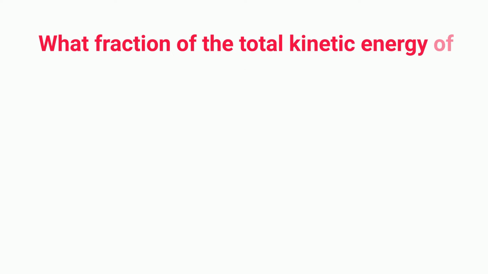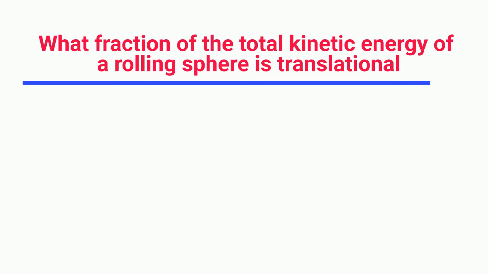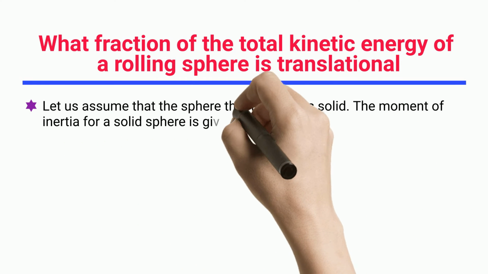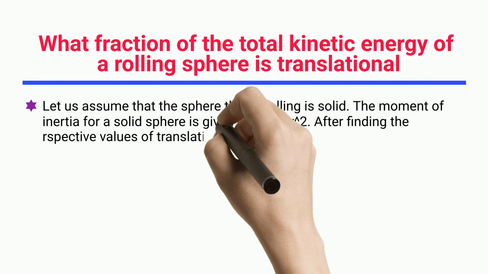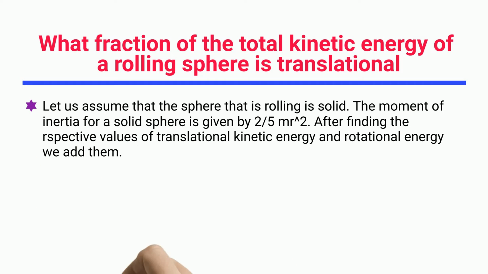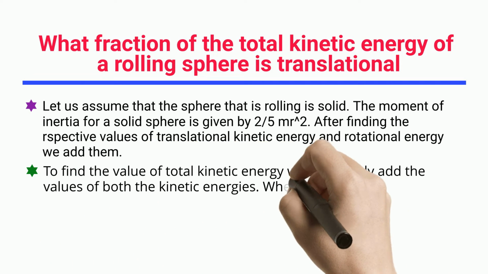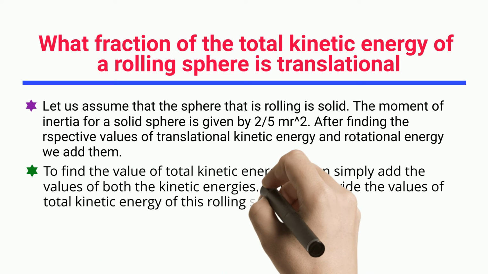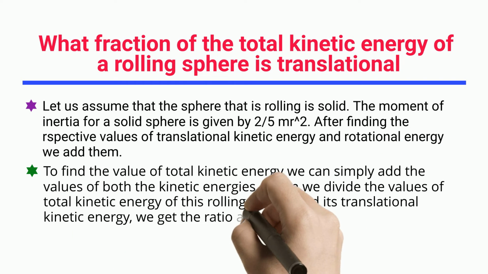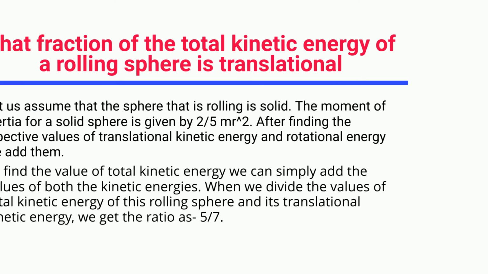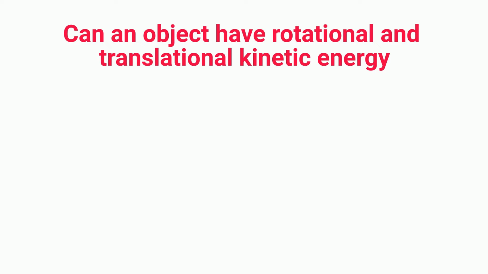What fraction of the total kinetic energy of a rolling sphere is translational? Let us assume that the sphere that is rolling is solid. The moment of inertia for a solid sphere is given by 2/5 Mr². After finding the respective values of translational kinetic energy and rotational energy, we add them. To find the value of total kinetic energy, we can simply add the values of both the kinetic energies. When we divide the value of total kinetic energy of this rolling sphere by its translational kinetic energy, we get the ratio as 5/7.